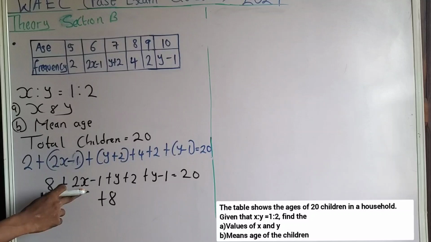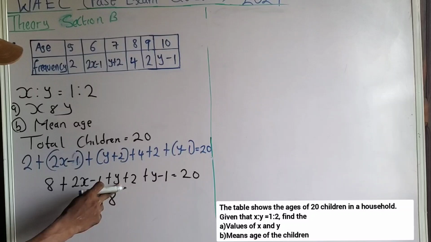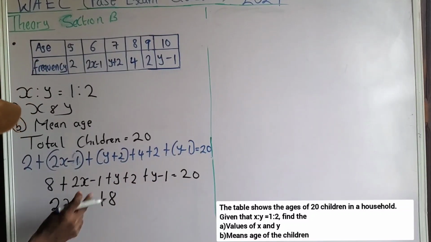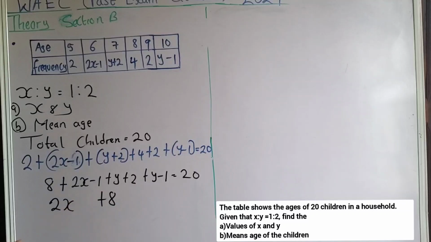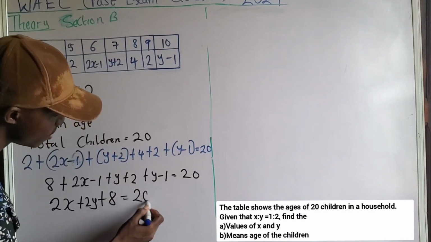Now 2x, listen, 2x plus y, we have plus y here, that is plus 2y, so I'm going to have 2x plus 2y plus 8 equals 20. Do you know what I did?